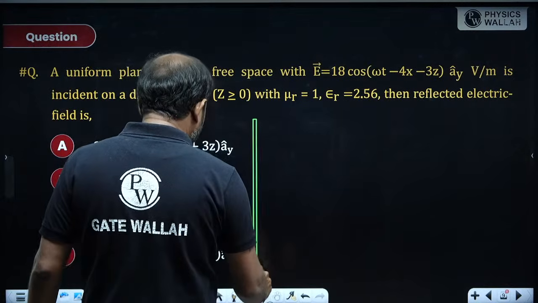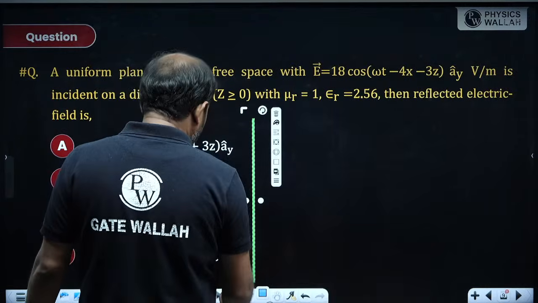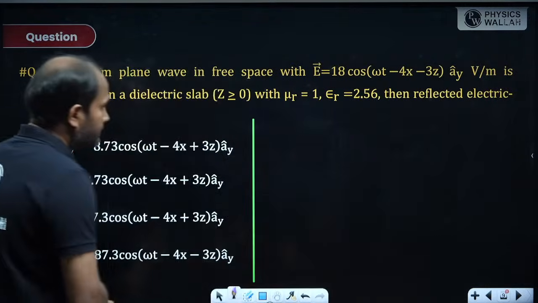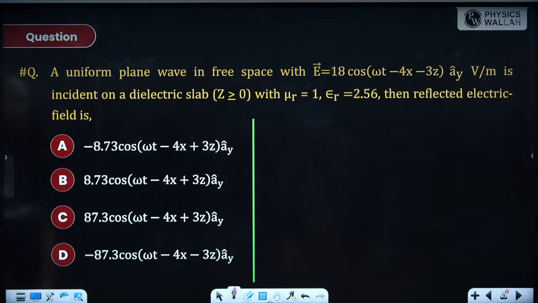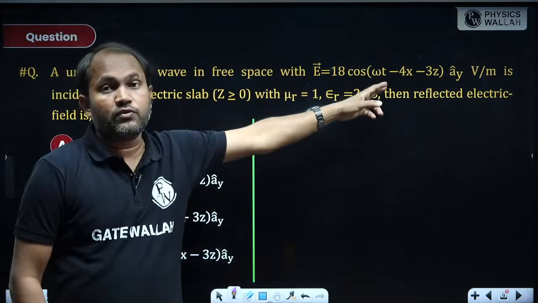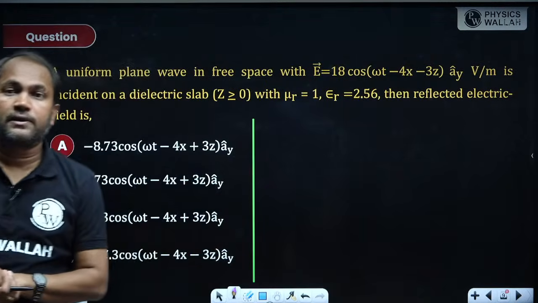In MTech, this type of mathematics you will do, but in higher level mathematics. A uniform plane wave with electric field is incident on a dielectric slab z greater than or equal to 1, mu r is equal to 1 and epsilon r 2.56, then the reflected electric field will be. So they are asking the reflected electric field. Electric field has only one component.